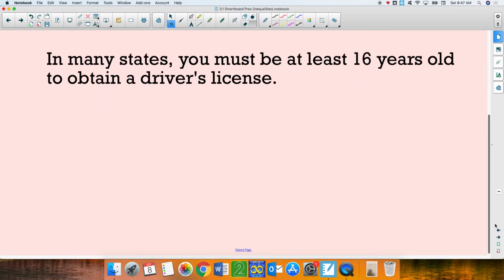Next, it says in many states you must be at least 16 years old to obtain a driver's license. So we have this number 16 that we're going to use, and that represents our age. So we're going to let A be our age. And then to set this up, we're going to write our variable, and we're going to write our number, and then we need to figure out what's the inequality symbol that goes there. So does your age need to be less than or equal to 16 to be able to drive, or greater than or equal to 16? Well, we know it's equal to, and if you have to be at least 16, that means you have to be 16 or more. So we want that to be a greater than or equal to symbol.